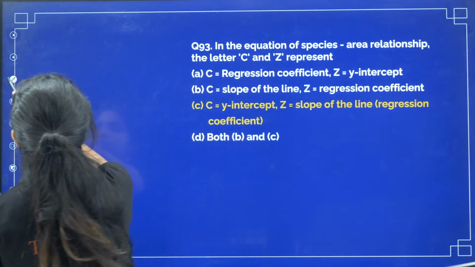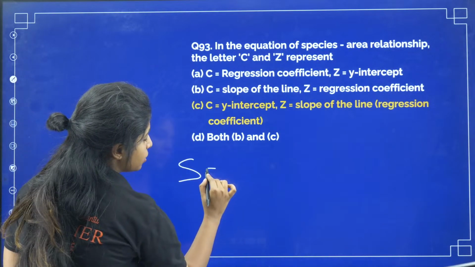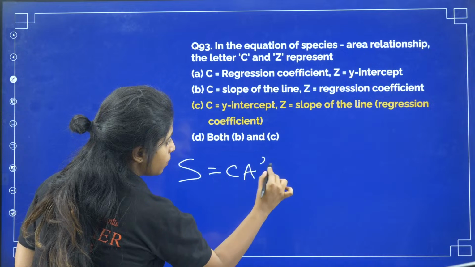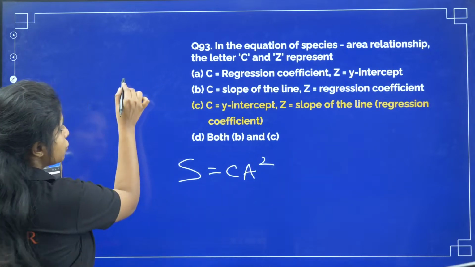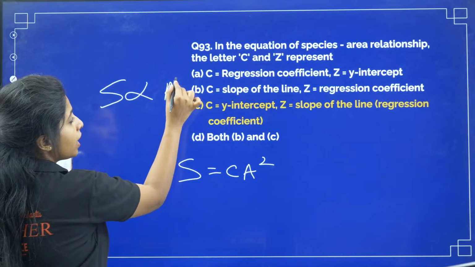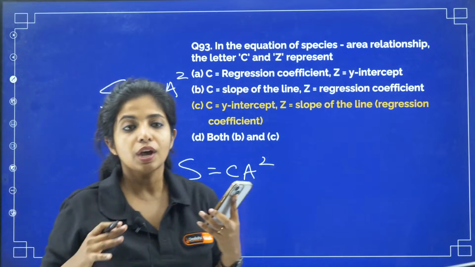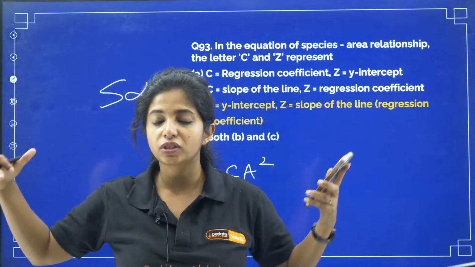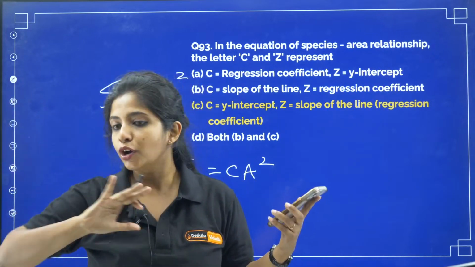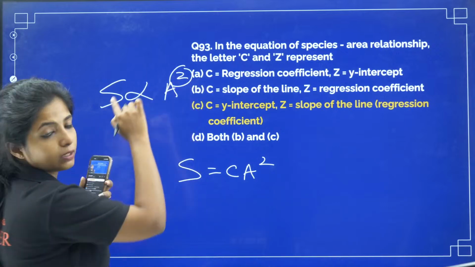Now, there is an equation for species area relationship. What is the equation? At least remember that. It is S = C A to the power Z. Species richness is proportional to area, but up to a limit. That means, for example, if I explore more area, I will be able to see more species. But can it go on like that? No, my dear children, up to a certain limit, which is why it is represented by this.